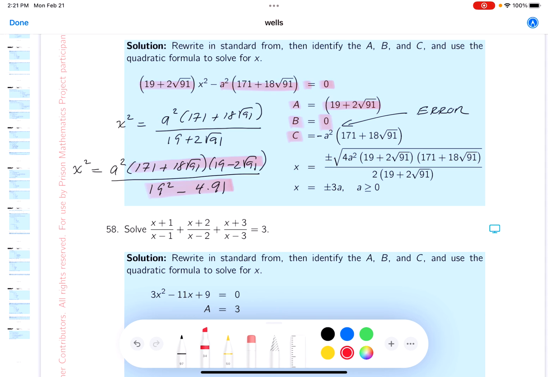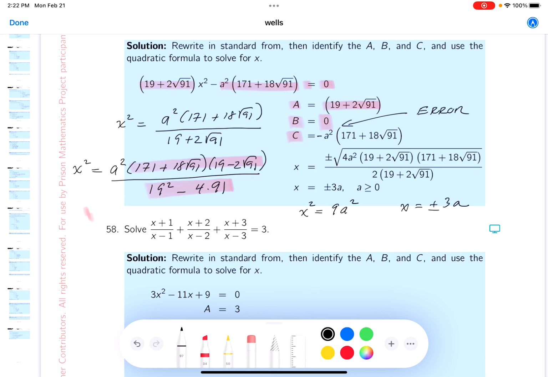So you're going to get x squared. It's remarkable, isn't it? So x squared equals 9a squared. All right? So here comes the problem now. I have to do this, and x is going to equal plus or minus the square root of 9a squared, which is 3a.